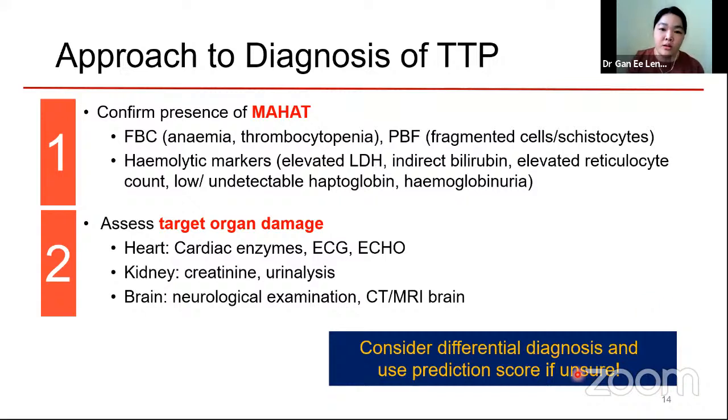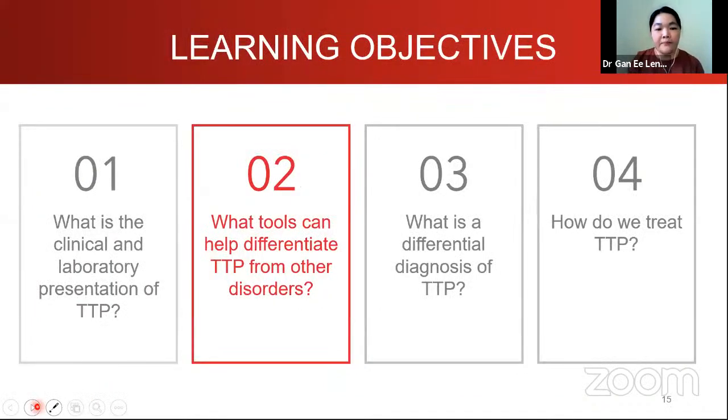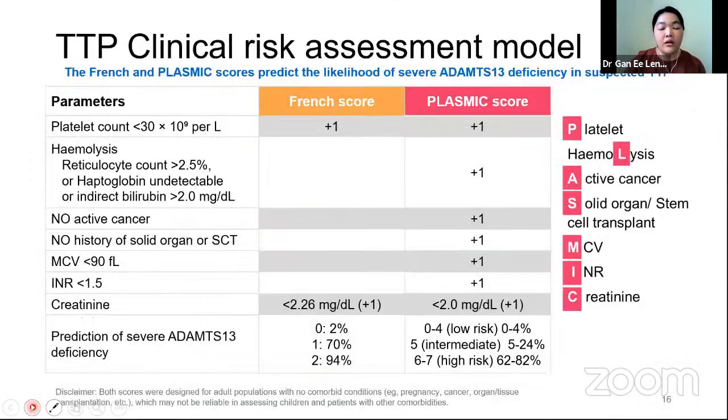Let's say we see a case like TTP, but we do not know if this is TTP. Can we use a prediction score to help us during the acute setting? When we talk about TTP, the tools that can help differentiate TTP from other disorders are the French and the PLASMIC score, which predict the likelihood of severe ADAMTS13 deficiency in suspected TTP. Personally, I prefer the PLASMIC score because it's very easy to remember.